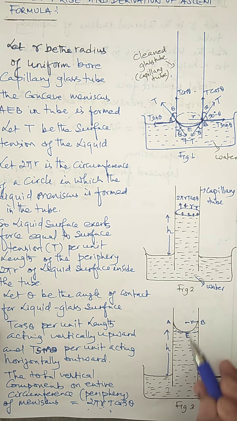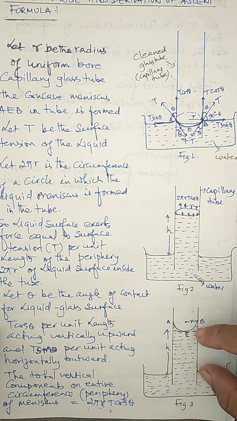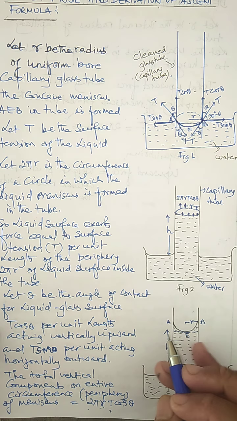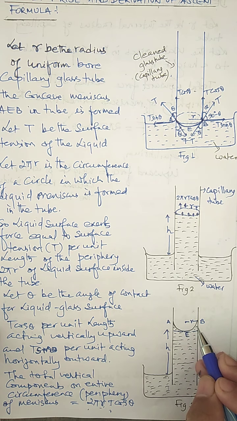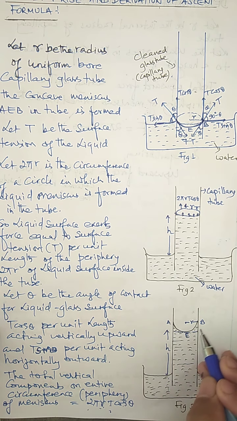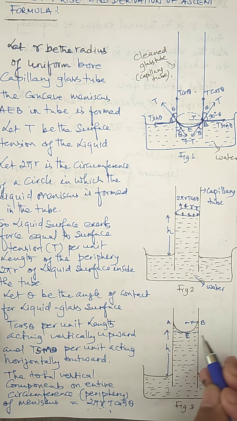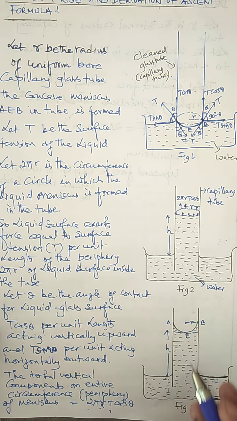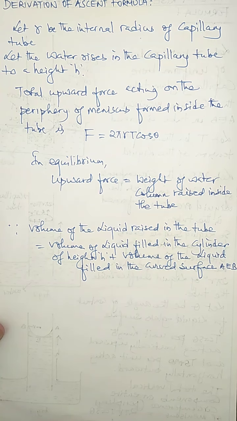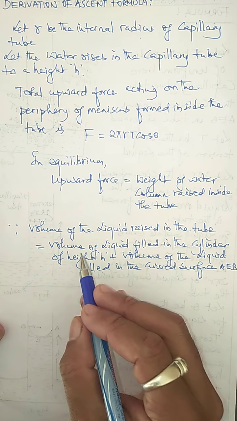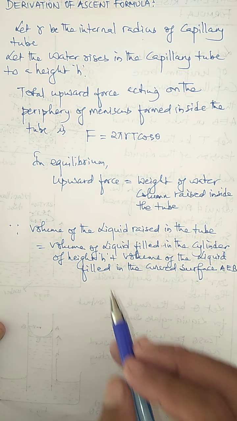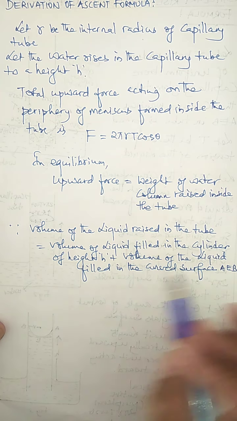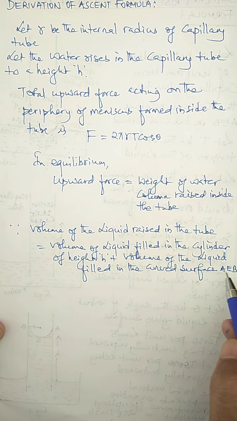Actually, this tube is usually cylindrical in shape. The volume of liquid filled in the cylinder of height H, plus the volume of liquid filled in the curved surface AEB, which is basically like a hemisphere. Now children, we calculate the volume of liquid in the cylinder of height H, and also the volume of liquid filled in the curved surface AEB.